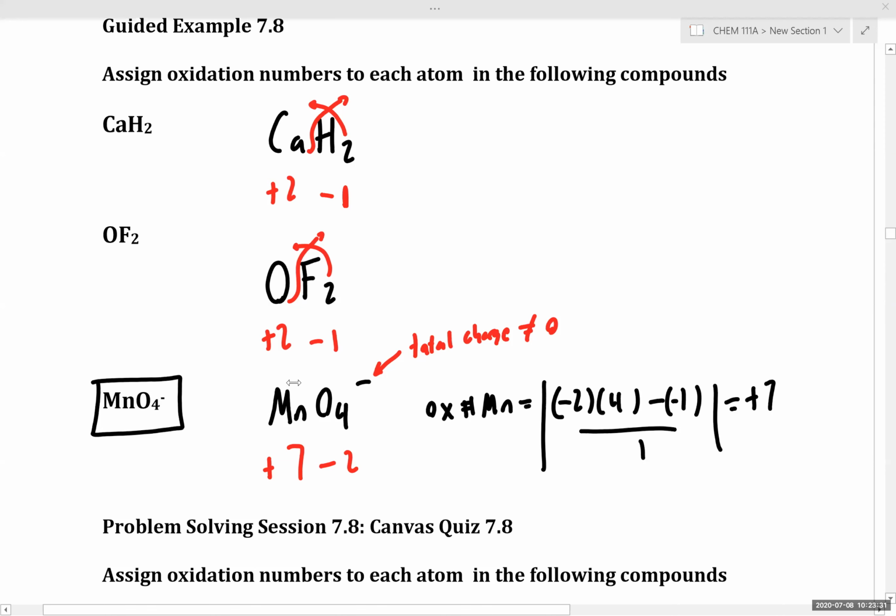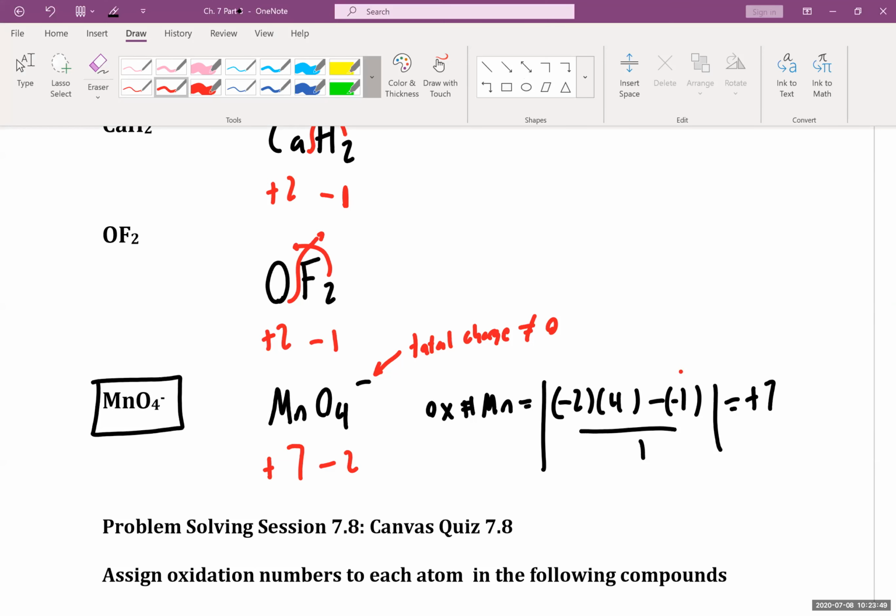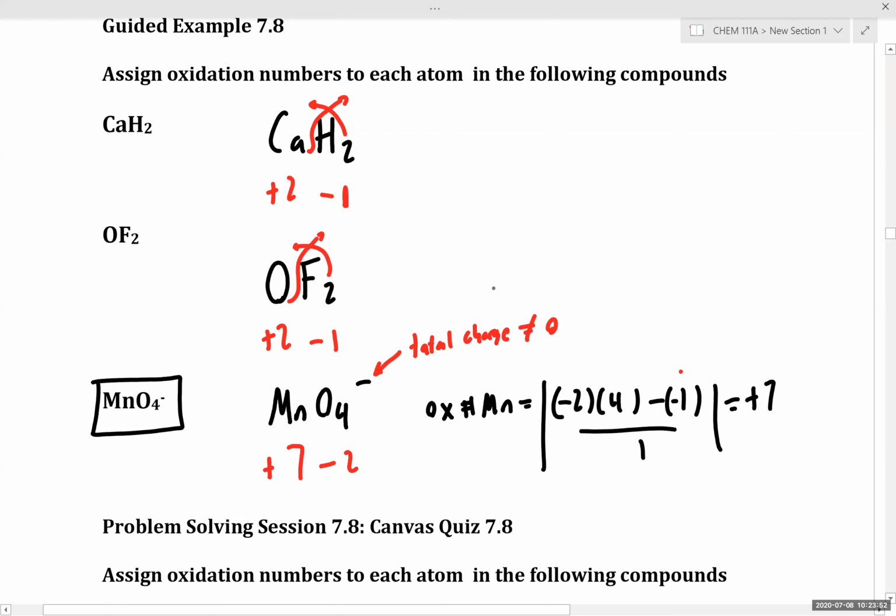Yeah, the equation works best for when the total charge is non-zero because you have to account for the total charge of your molecule. So what the equation is doing is, if I add up all of the oxidation numbers of all of my atoms, so for example, the oxidation number of manganese times the number of manganese plus the oxidation number of oxygen times the number of oxygen, that in turn gives us our total charge.